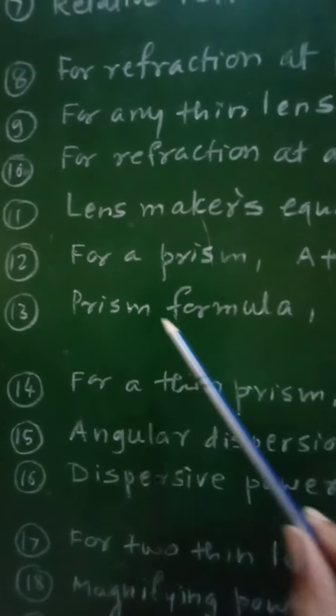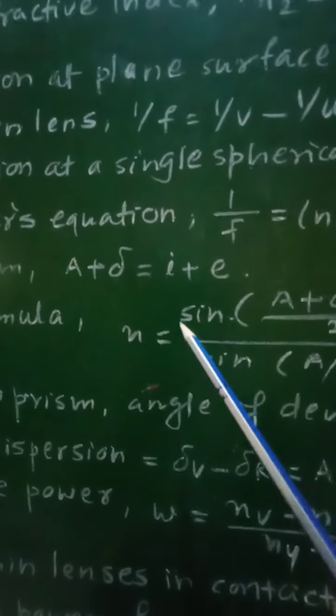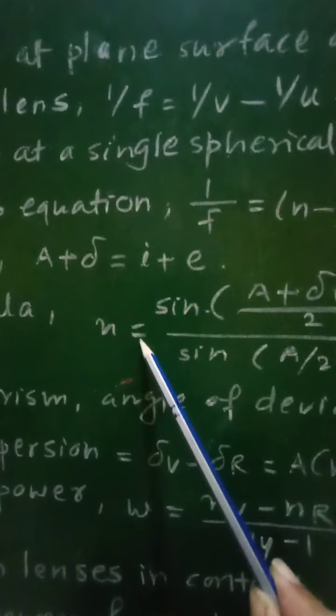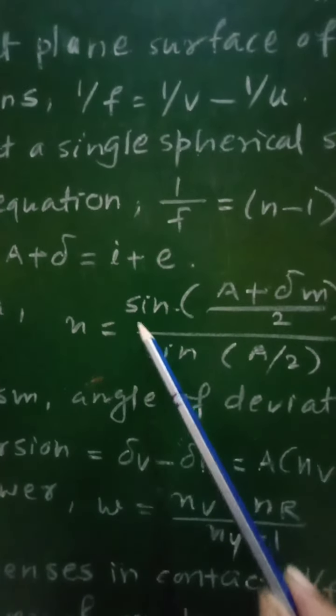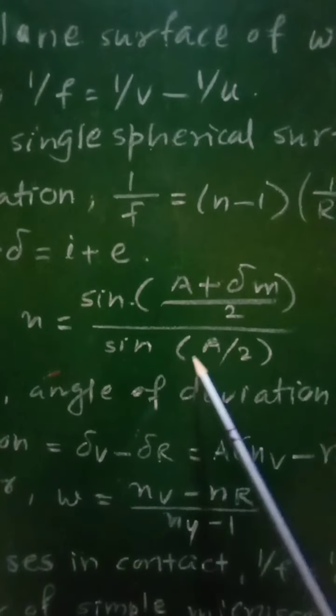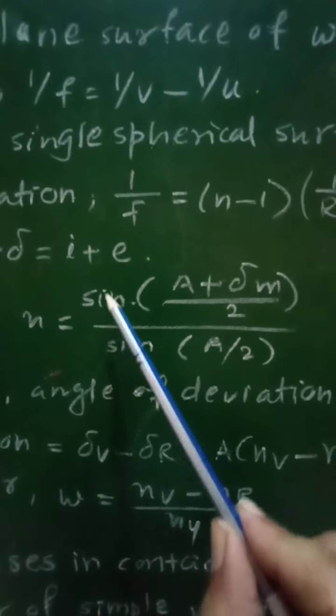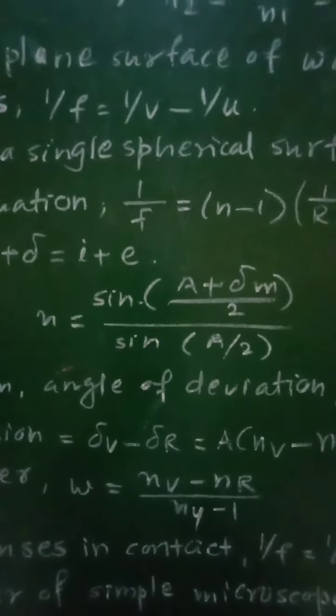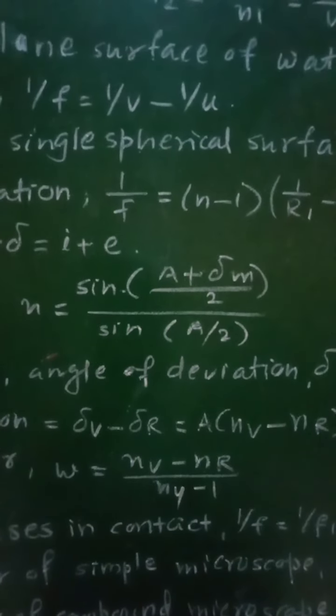Now let us see the next one, the 13th formula, which gives the prism formula. In case of a prism, the refractive index n of the material of that prism is given by n equal to sine of (A plus delta m) by 2 divided by sine of A by 2, where A is the angle of prism and delta m is the angle of minimum deviation.